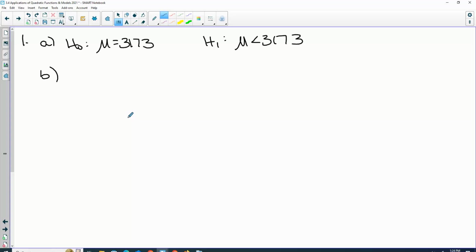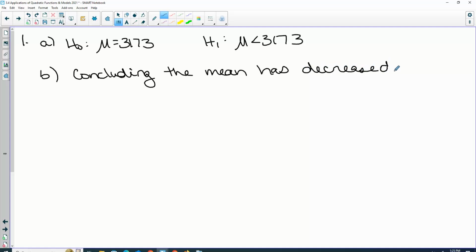So B, type 1. Remember, in type 1, you conclude H1. The ones go together, but it's an error. So it would be if we conclude the mean has decreased or is less than the 3173, but it has not. It's an error, so we made the wrong conclusion. If we were to say because the alternate hypothesis, that's fine. You don't have to say what it means.